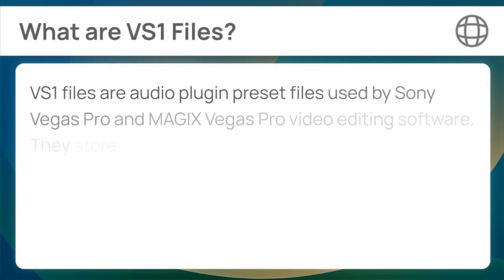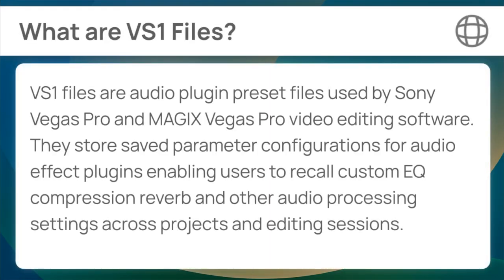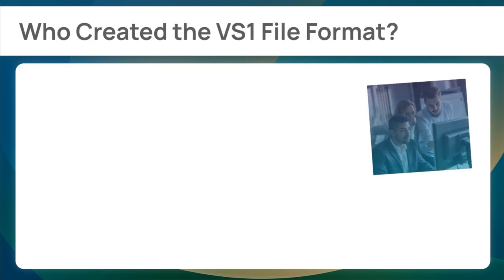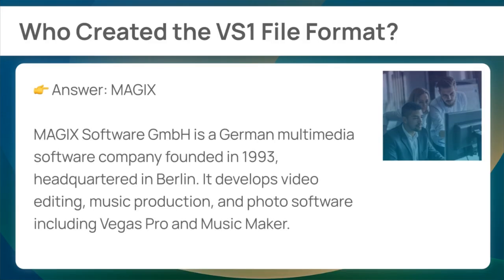VS1 files are audio plugin preset files used by Sony Vegas Pro and MAGIX Vegas Pro video editing software. They store saved parameter configurations for audio effect plugins, enabling users to recall custom EQ, compression, reverb, and other audio processing settings across projects and editing sessions.